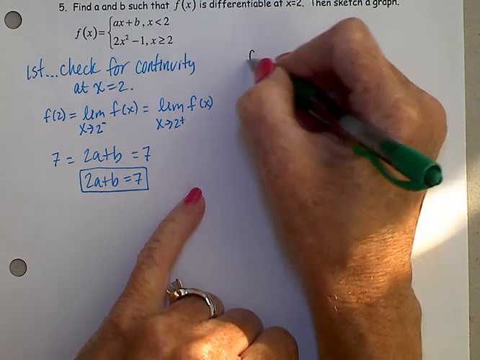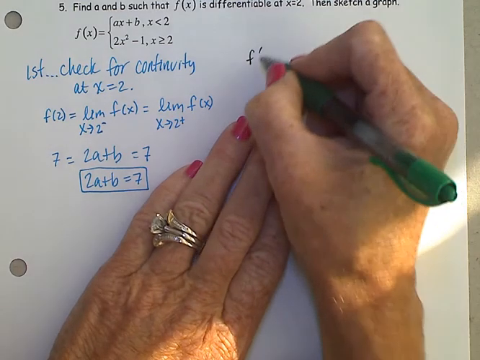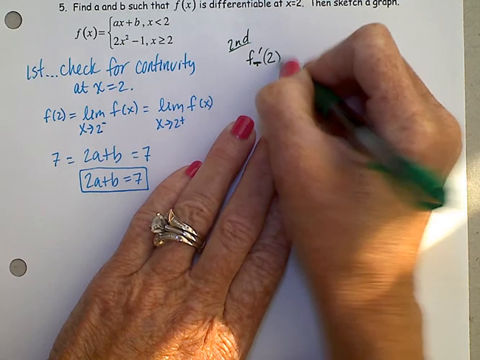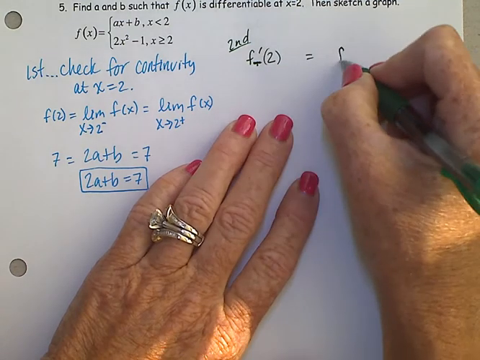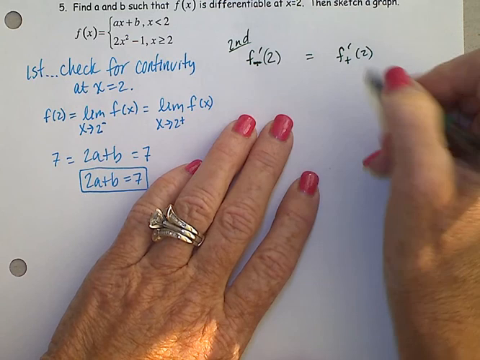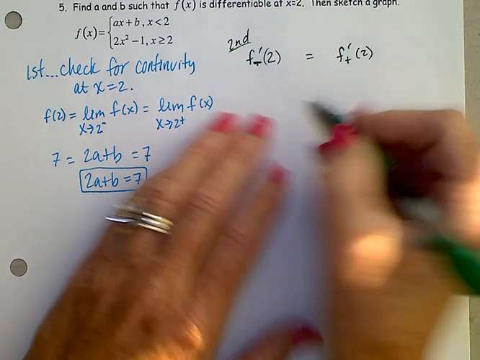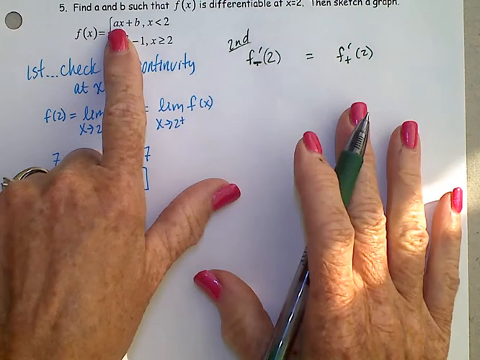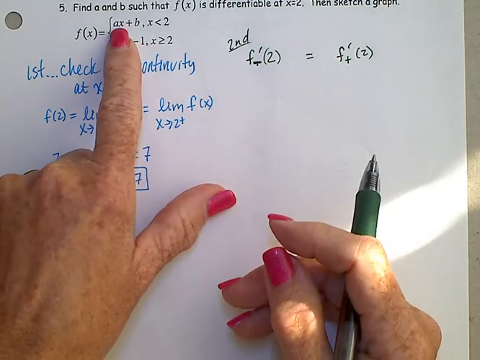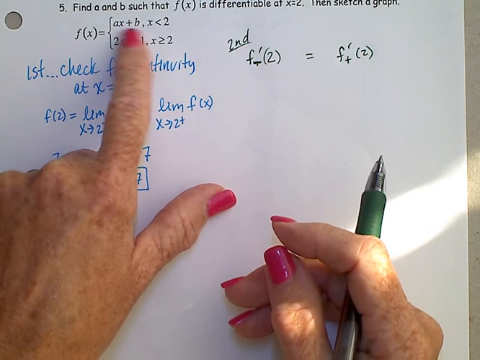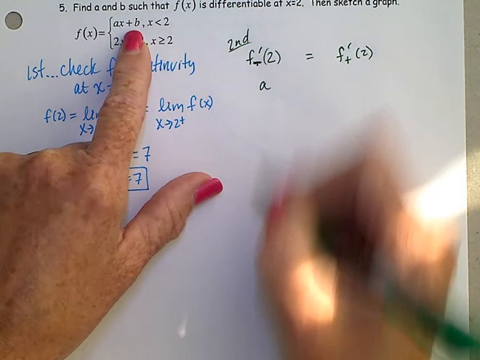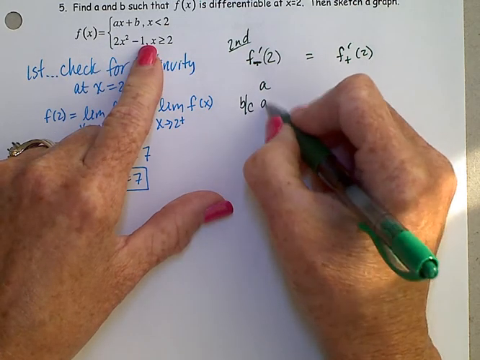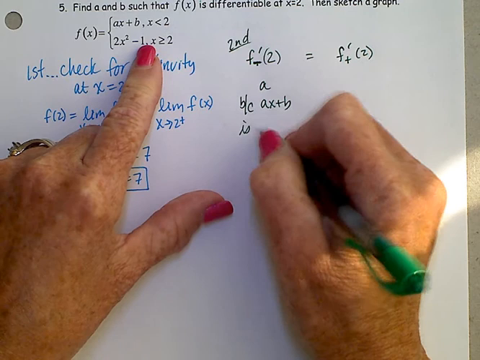We'll have to find f prime from the left side of 2, and then make sure that it is equal to f prime from the right side of 2. F prime from the left side of 2: left side of 2, right up here, ax plus b, that's linear. And the slope there is a. We can say that because ax plus b is linear.